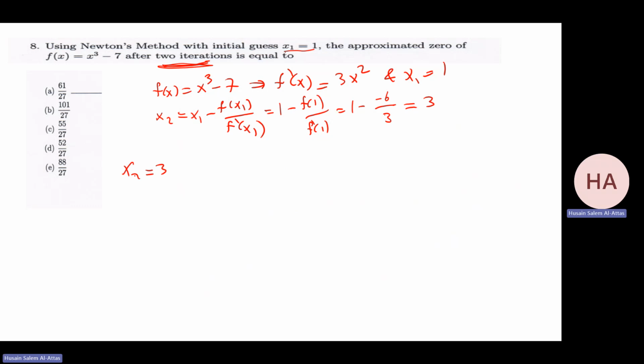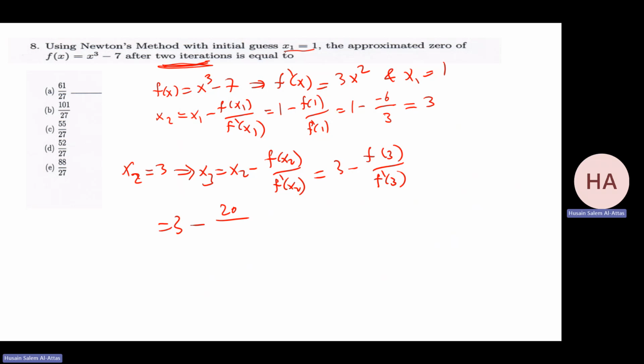x2 equal 3. So x3 will be x2 minus f of x2 over f prime at x2. That will be 3 minus f of 3 over f prime at 3. And that will be 3 minus f of 3, 27 minus 7, which is 20, over f prime at 3, 27. So that will give me what? 27 times 3, which is 81, minus 20 over 27, which is 61 over 27, which is this one.